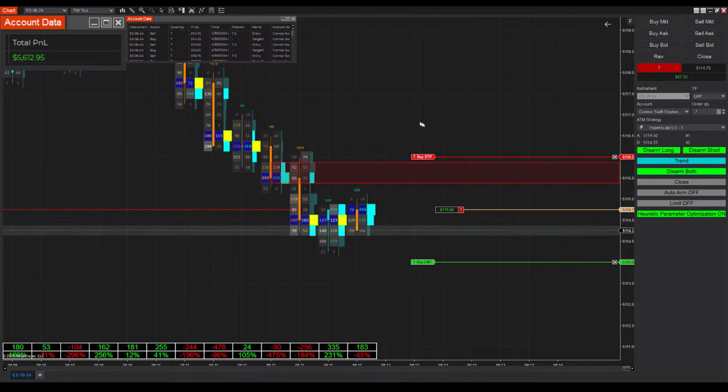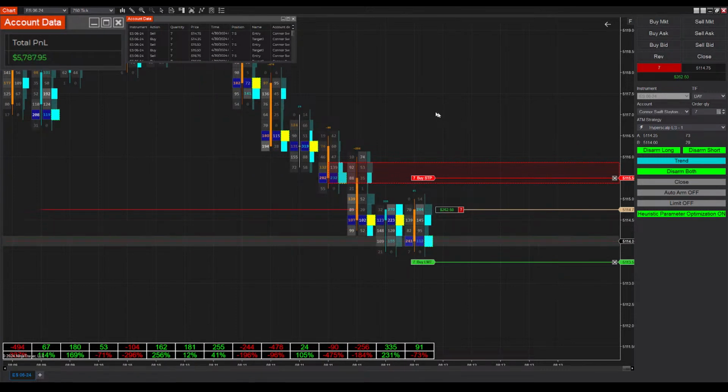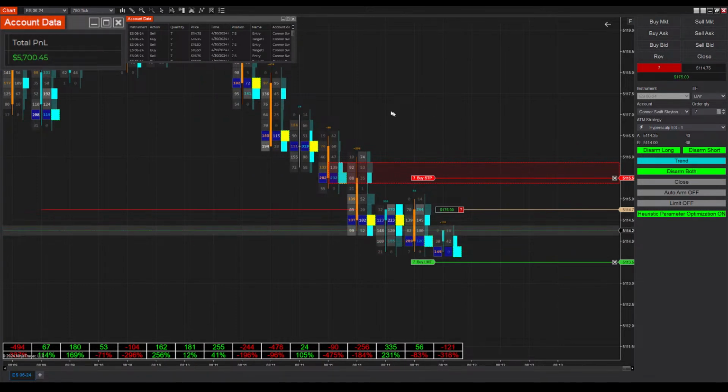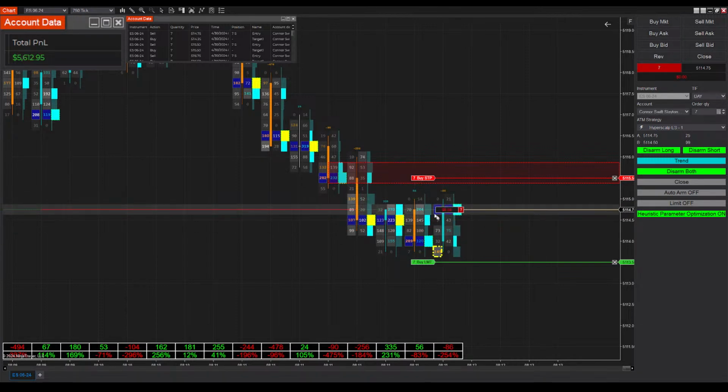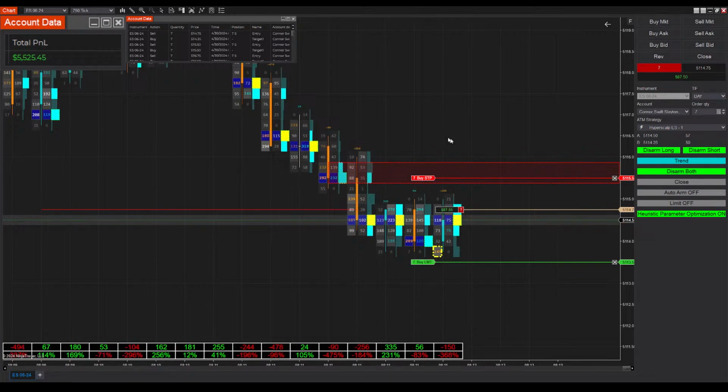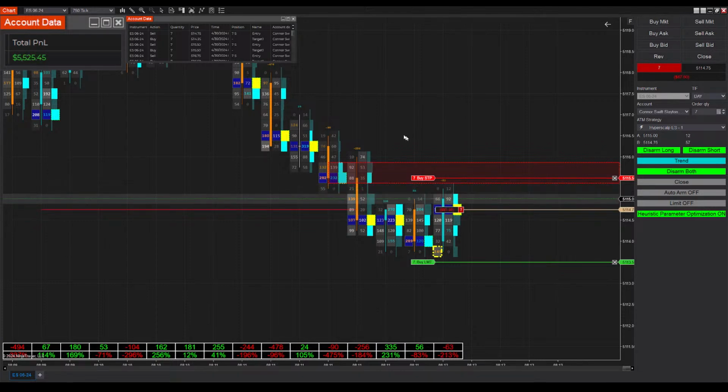Just got filled into another short position. We're just going to keep going until we lose a trade, which might happen just now. We'll see. Hopefully we can keep this momentum going.